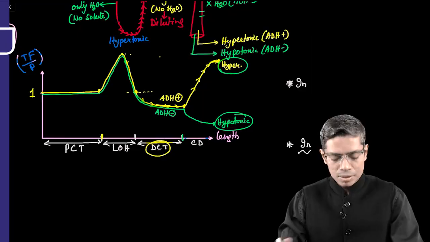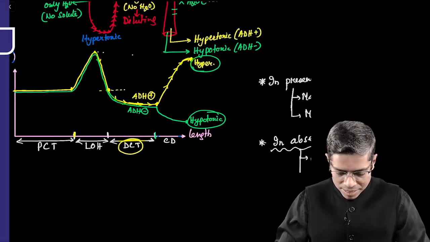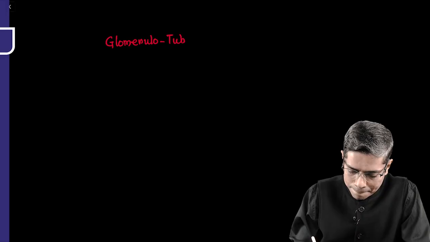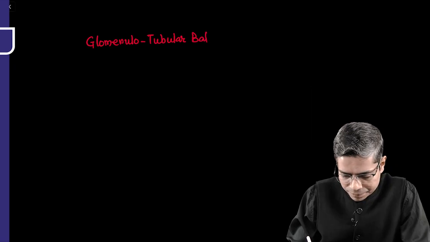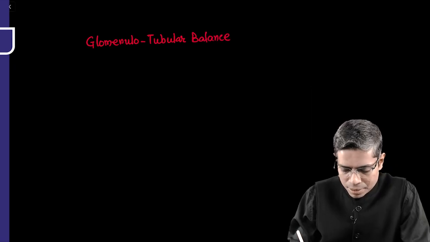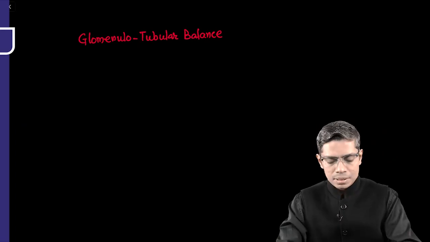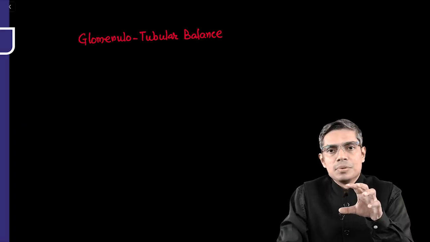So this is the first part, the general overview. Now the second concept for this tubular transport that you require is glomerulo-tubular balance. So it is a balance between glomerulus and tubules.